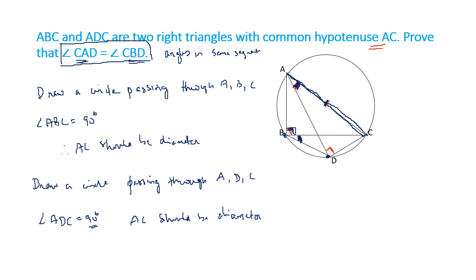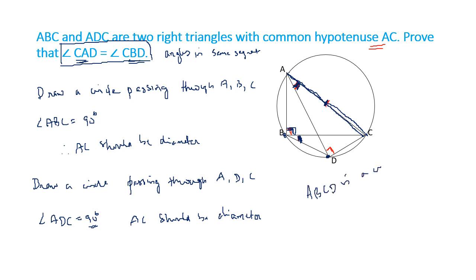How did I show? When I drew a circle passing through ABC, angle ABC was 90 degrees. So AC is the diameter of that circle. When I drew a circle passing through ADC, angle ADC is 90 degrees. So AC is the diameter. So AC is the diameter of the circles passing through both these points. Because it is the same diameter, both these points lie on the same circle. So now we have shown that ABCD is a cyclic quadrilateral.